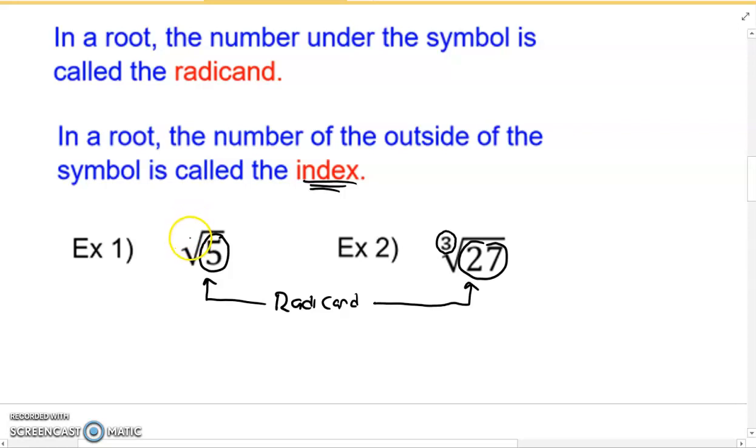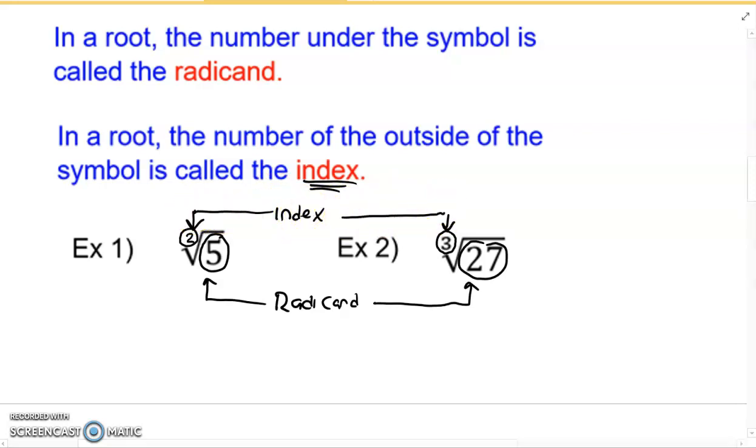This one on the left-hand side has no number written, but it is assumed when nothing is written that it is a 2. That is a general mathematical rule per se. So example 1 is what we call a square root. Example 2 is what we call a cube root. And overall, together, they are considered radicals. So these are going to be our index. All right, so we'll just jot those down.